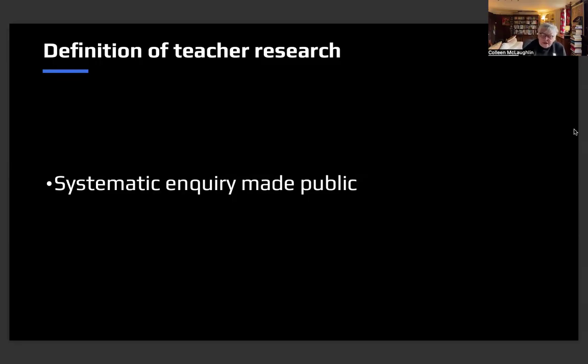And the made public is important. It's not writing a paper for a conference. It's about sharing what you see and sharing it so that your colleagues will give you some critical feedback. You will be discussing it. So it's a collaborative activity. You don't do this totally on your own. Next slide, please.